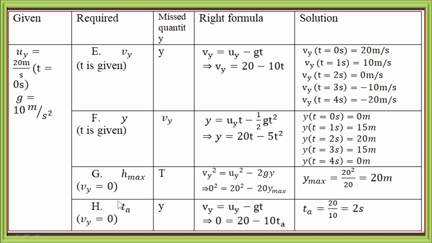And time of ascent is for vy equal to 0, because it is at the maximum height that we say time of ascent. Y is the missing quantity, and hence vy equals ui minus gt is used for upward throw, and hence 0 is equal to 20 minus 10 times time of ascent. When vy becomes 0, t is changed into time of ascent, because time of ascent is the time taken by a projectile to reach the maximum height. Solving this equation gives time of ascent 20 over 10, which is 2 seconds.